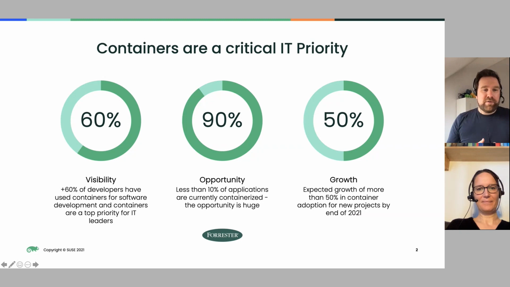And these are figures from Forrester. They're even 1.5 years old, so not accurate anymore. And even then, lots of developers already had visibility with containers, have been using them somehow. On the other hand, only 10% of the applications out there running in production were currently running in containers in 2021.